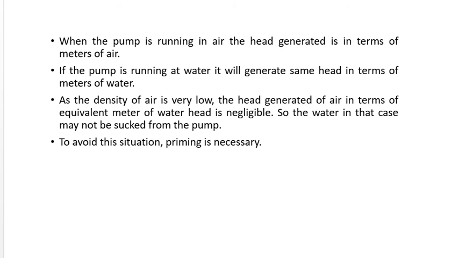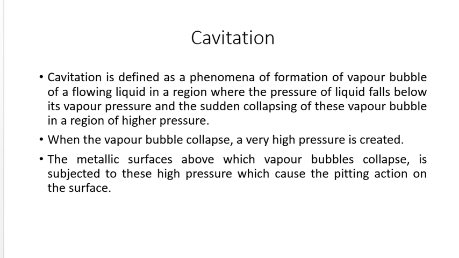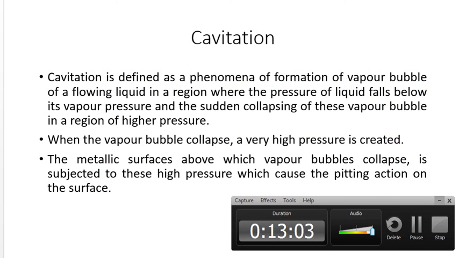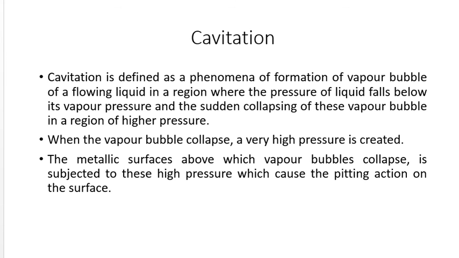Now the major problem of the hydraulic system is cavitation, which we will discuss here. What is cavitation? Cavitation occurs in all types of hydraulic devices. It can be the turbine, it can be the pump. So what is cavitation? Cavitation is defined as the phenomenon of formation of vapor bubbles of a flowing liquid in a region where the pressure of the liquid falls below its vapor pressure, and sudden collapsing of these vapor bubbles in a region of higher pressure.